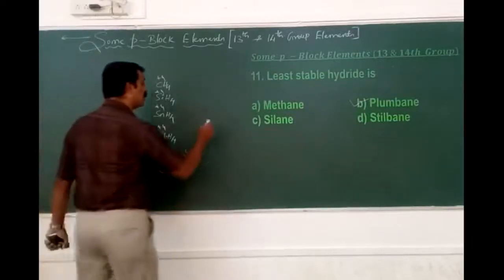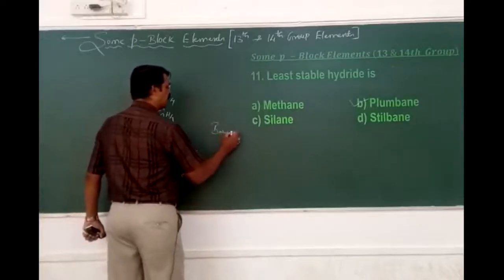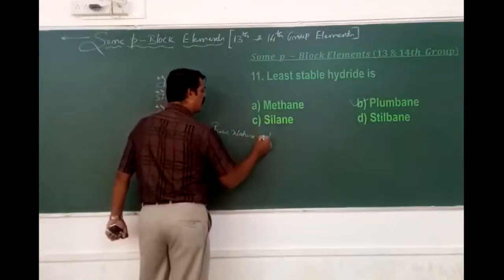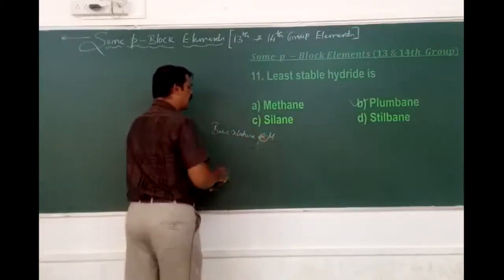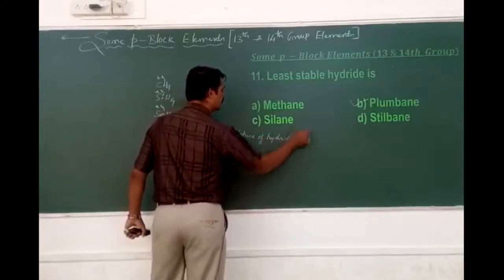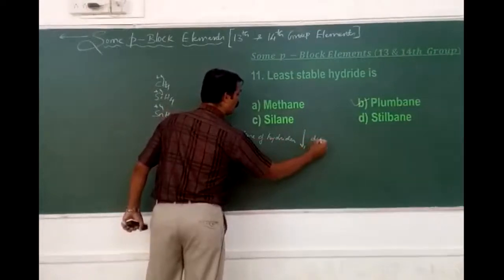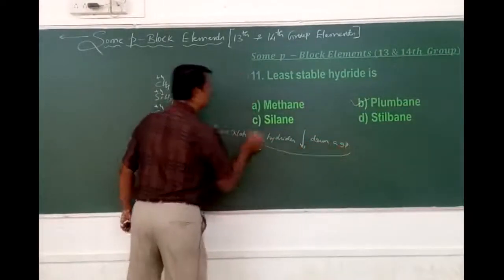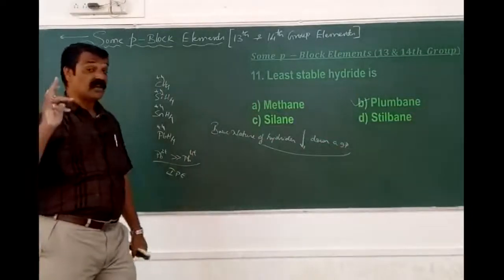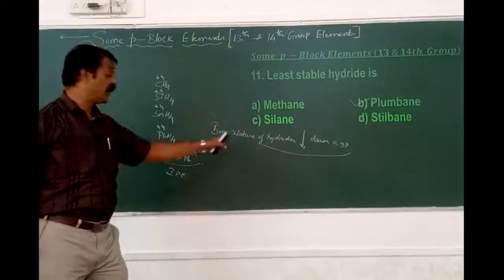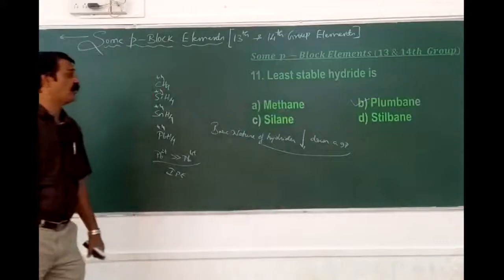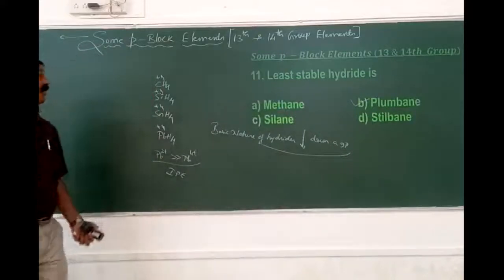Or indirectly, the basic nature of hydrides decreases down a group. It means the basic character of the hydrides goes on decreasing, whereas the basic nature of the hydroxides goes on increasing. But for the hydrides it goes on decreasing. That is why the least basic or the least stable hydride is going to be plumbane. Okay, 11b.